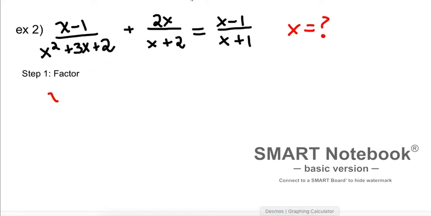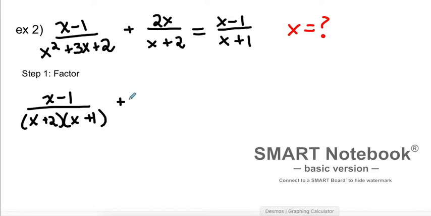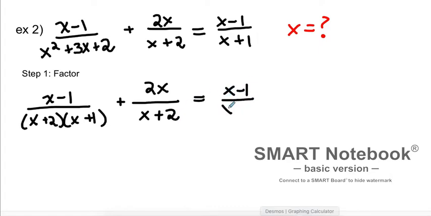X, go back to black. Okay, x minus 1 over, now we need to factor this. This is a quadratic, so x and x, two numbers that multiply to 2 add to 3, easy, it's 2 and 1. Okay, very good. Second fraction, I don't have to do anything to it. And third fraction is fine.